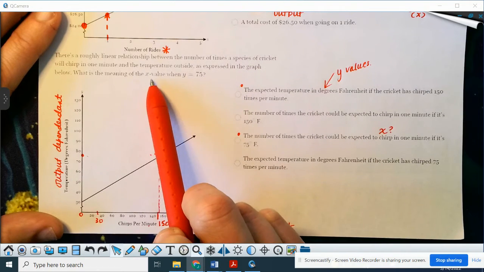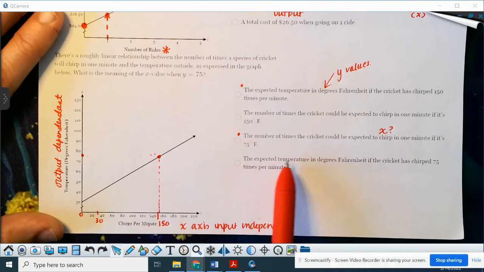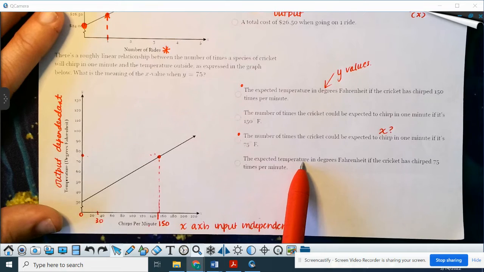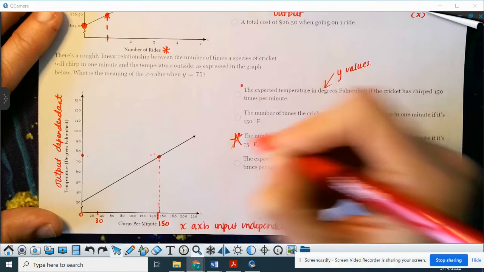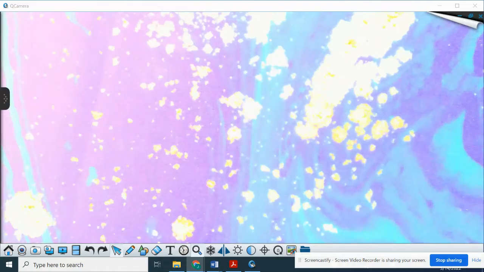We're discussing what is the X value. So it needs to be the chirps per minute, not temperature. Because if we're discussing temperature, that is your Y values. So our answer is going to be the number of times the cricket would be expected to chirp in 1 minute if it is 75 degrees outside. All right, so moving right along.